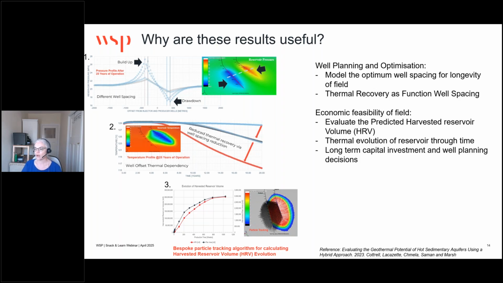The results also help to assess the economic feasibility of the field. Through modeling the predicted harvested reservoir volume, HRV, and the thermal evolution of the reservoir through time, these results can be used to plan well and field developments.